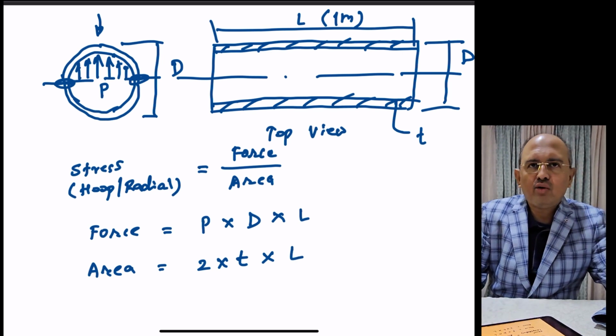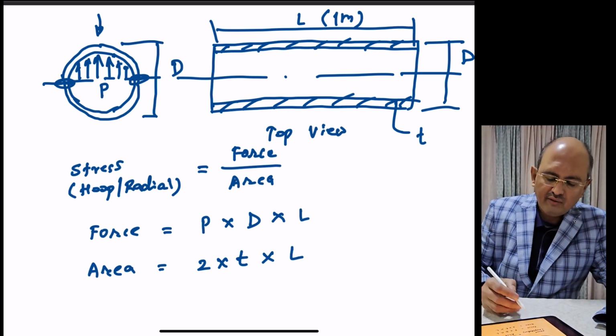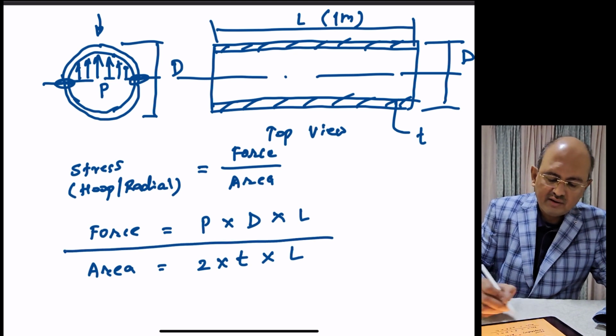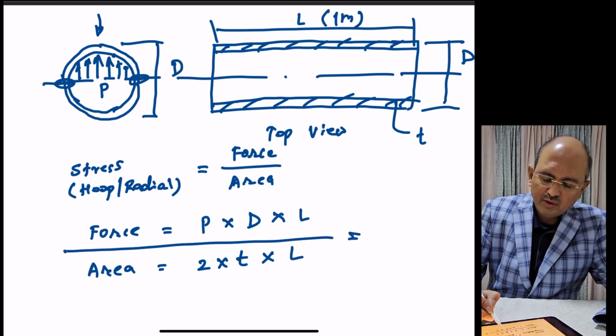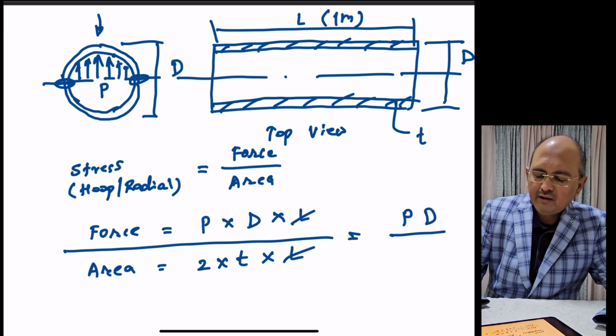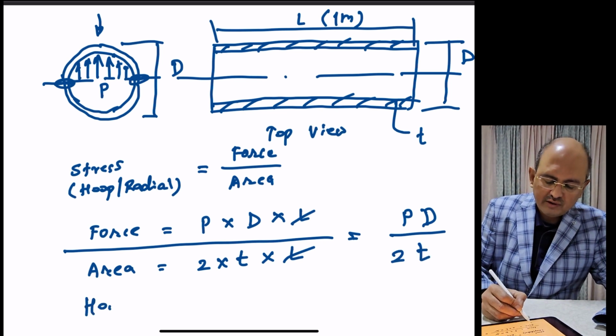So pressure is also acting on the unit length, and resistance is offered also by unit length. Okay. So now if you divide force upon area to calculate the stress, basically L will get cancelled out and it will become PD by 2T. Okay. This is nothing but hoop stress.